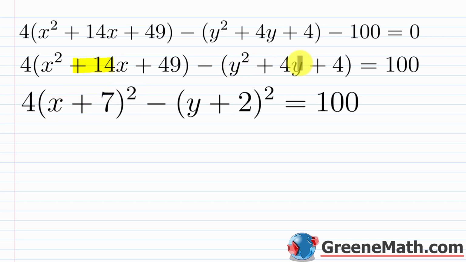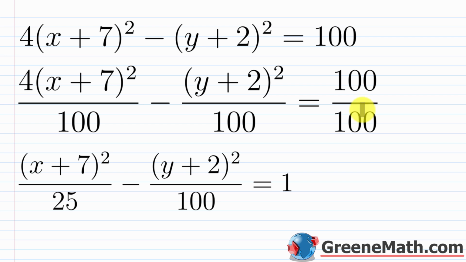Over here, y squared plus 4y plus 4. Again, cut 4 in half, you get 2. So you get y plus 2 quantity squared. So this would be 4 times the quantity x plus 7 squared minus the quantity y plus 2 squared is equal to 100. Now, at this point, you just want to make sure that the right side is 1.